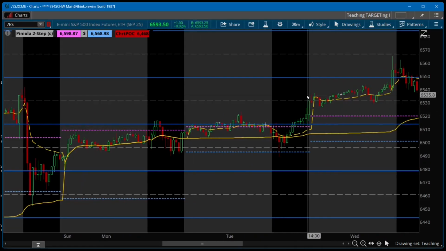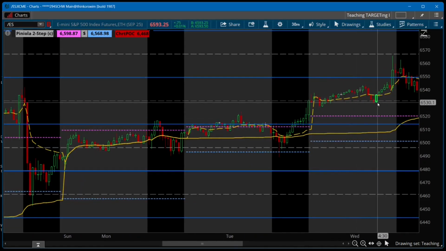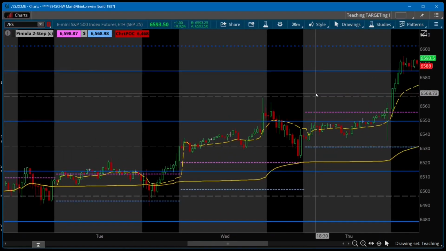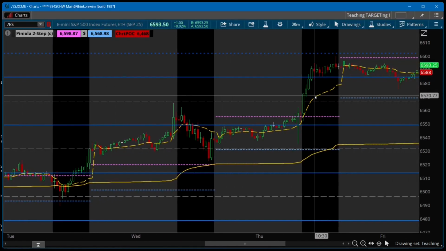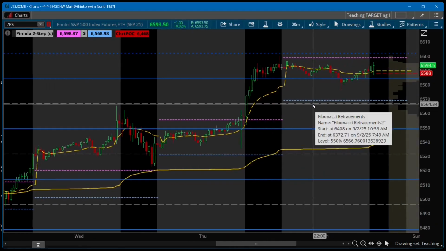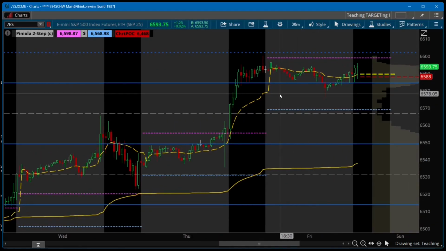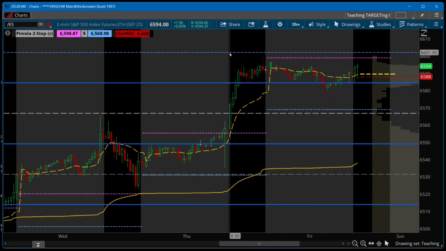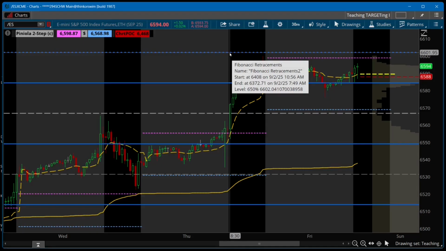That looks like a pretty good grid. We got touches here. Got another one almost to there. Okay. This is the 650. So that's what I'd be looking at as my next target.